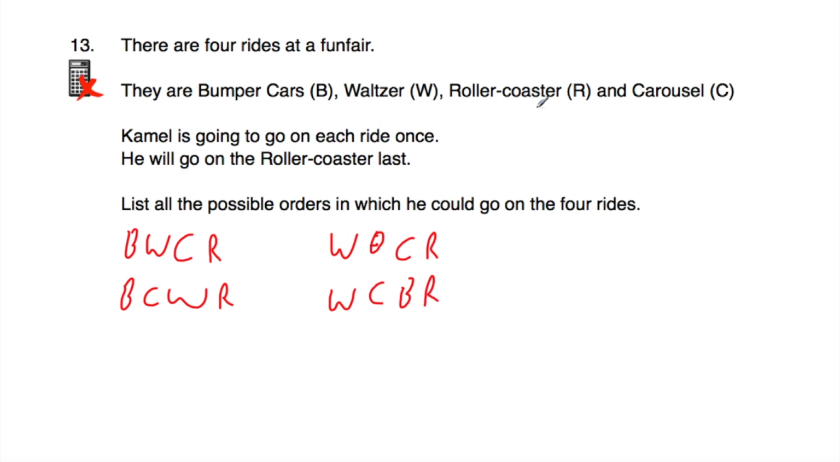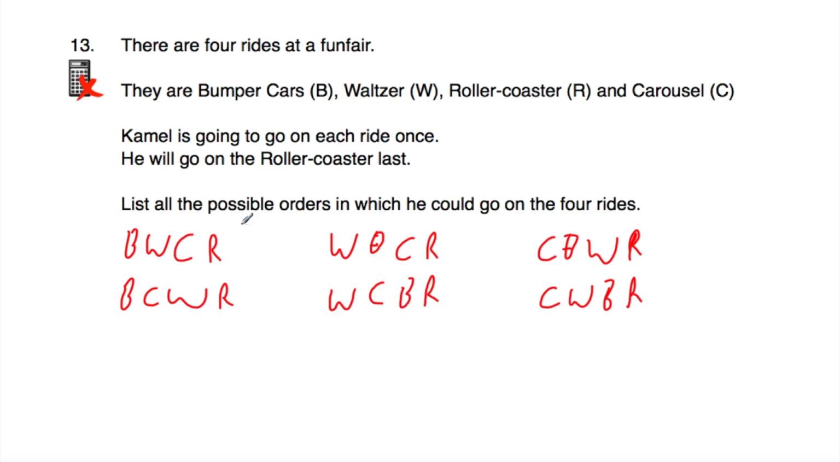Now he can't do the roller coaster first because he's doing that last, so finally let's look at the carousel. He could go on the carousel first, and then the bumper cars, and then the waltzer, and then the roller coaster at the end. Or he could do the bumper cars and the waltzer in the other order, so it could be carousel, and then the waltzer, and then the bumper cars, and then finally the roller coaster.